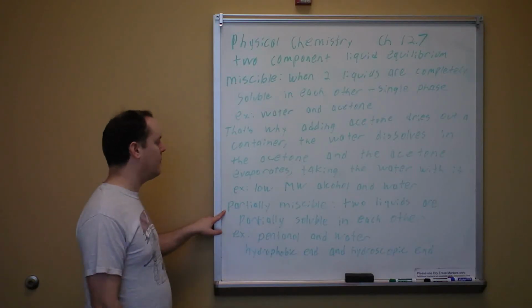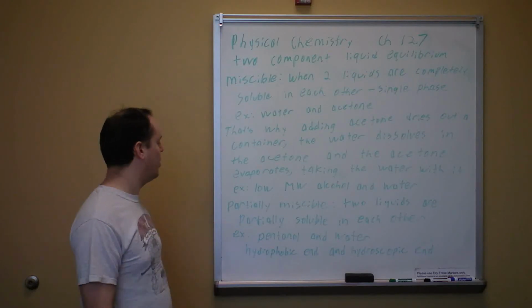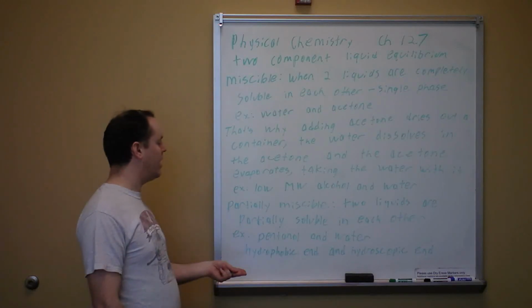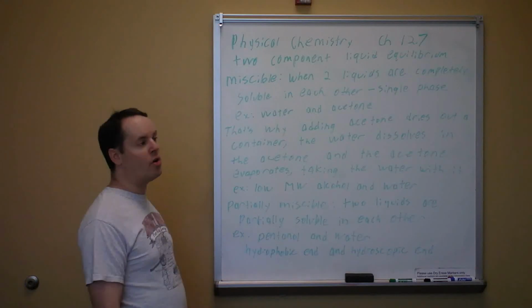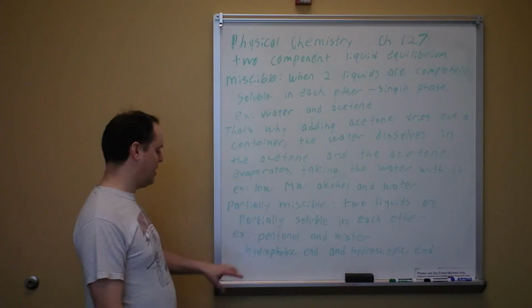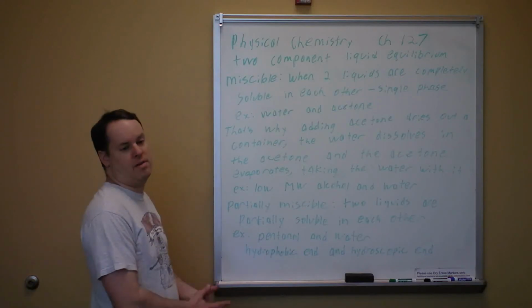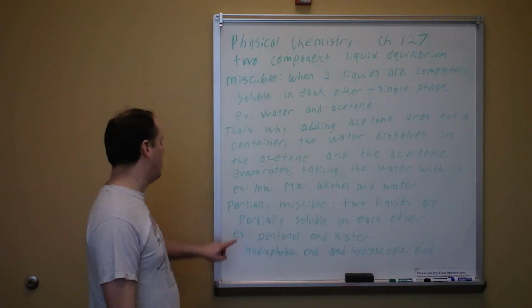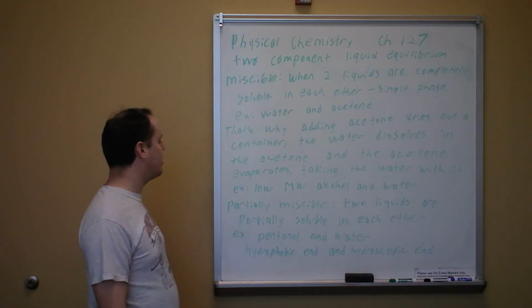Now partially miscible means two liquids are going to be partially soluble in each other. One example would be pentanol and water. Pentanol, as you know, is a chain hydrocarbon, but it's got the alcohol group at the end. The alcohol group is hydrophilic, so it'll hydrogen bond to the water, but the chain there is hydrophobic. Except for induced dipole, it's not really going to bond. So pentanol and water will dissolve, but only in certain mole fractions.